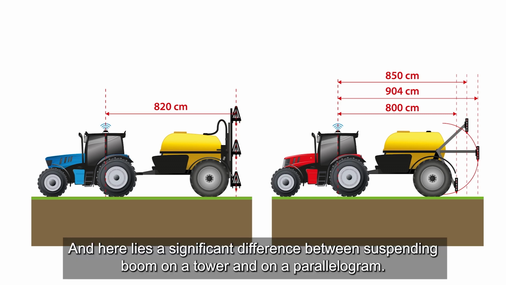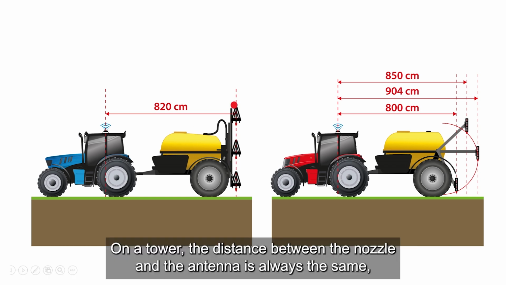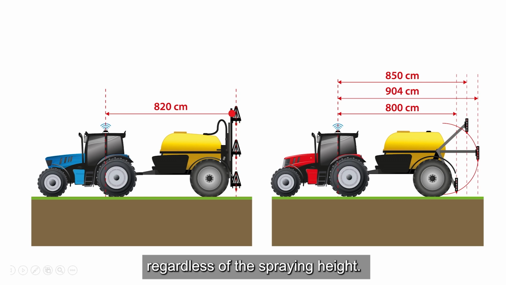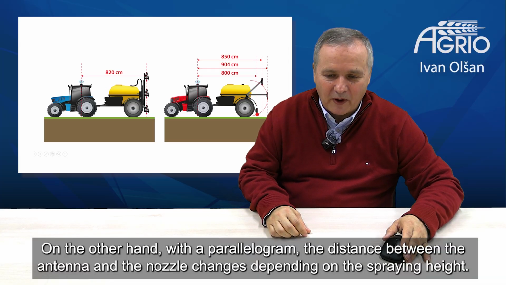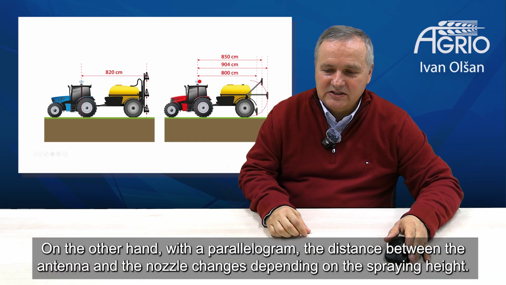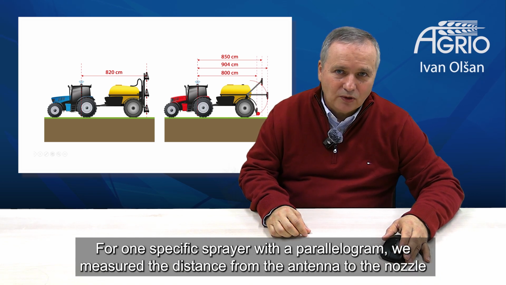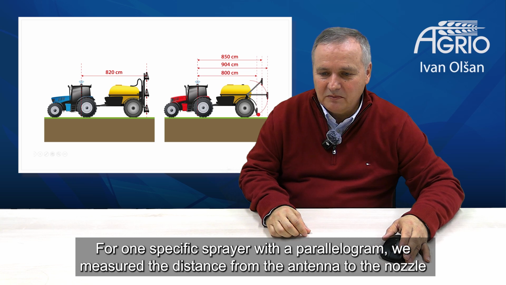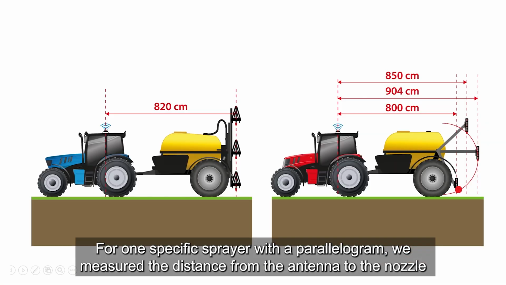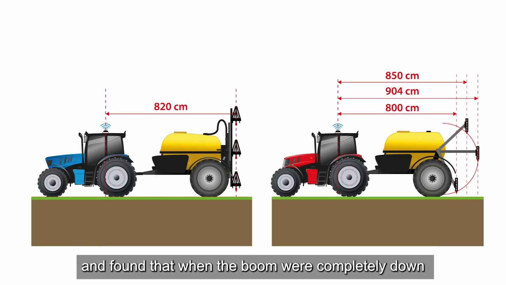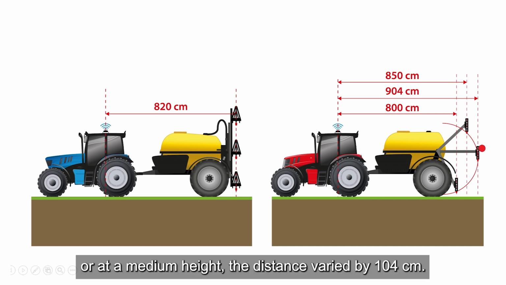And here lies a significant difference between suspending the boom on a tower and on a parallelogram. On a tower, the distance between the nozzle and the antenna is always the same, regardless of the spraying height. On the other hand, with a parallelogram, the distance between the antenna and the nozzle changes depending on the spraying height. For one specific sprayer with a parallelogram, we measured the distance from the antenna to the nozzle and found that when the boom was completely down, or at a medium height, the distance varied by 104 centimeters.